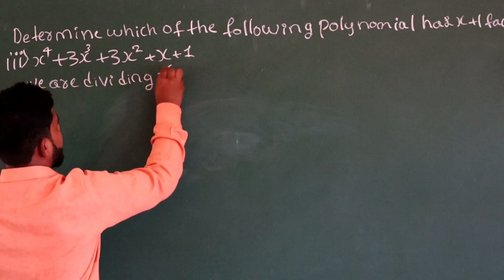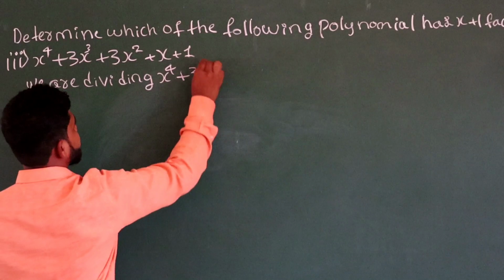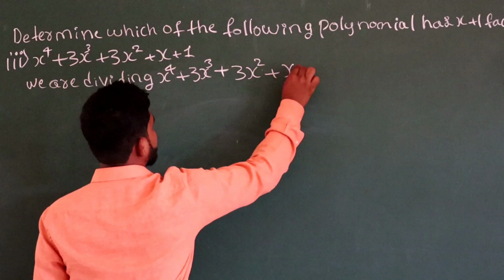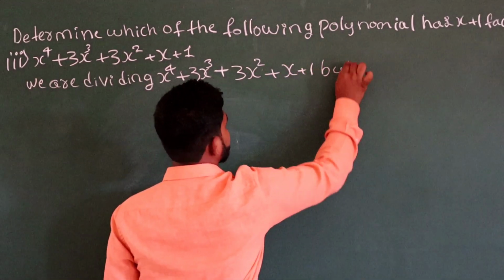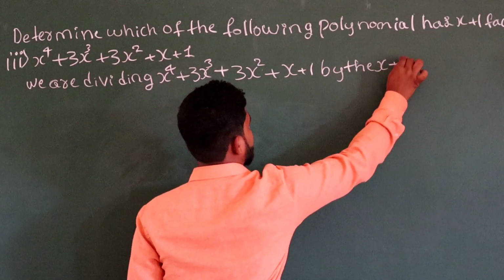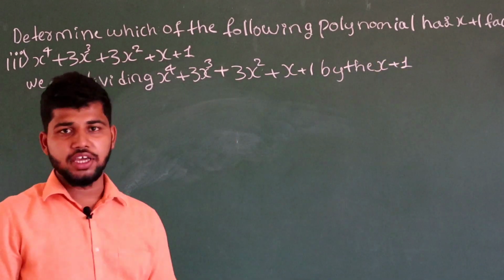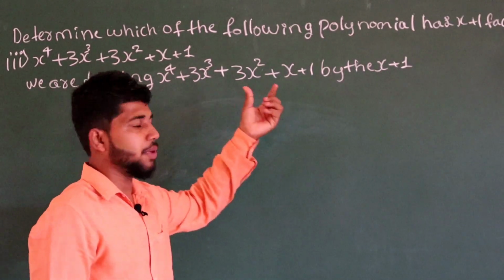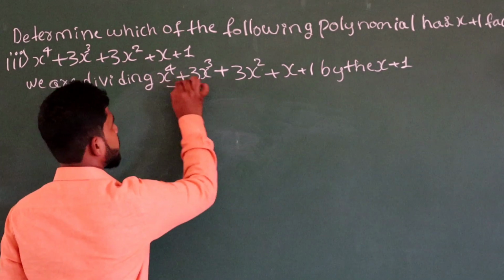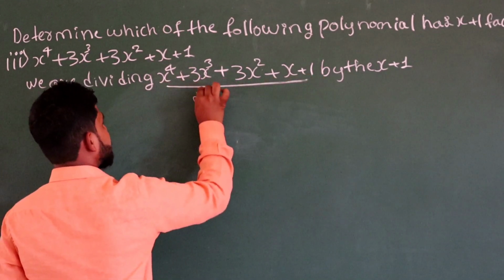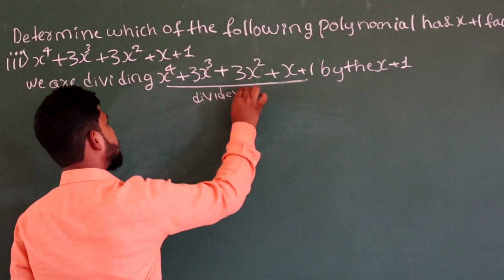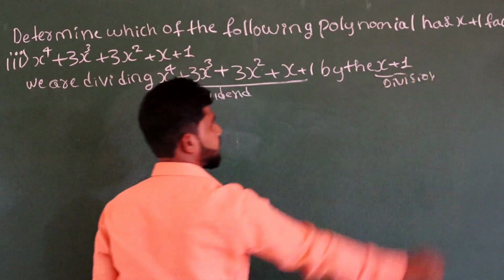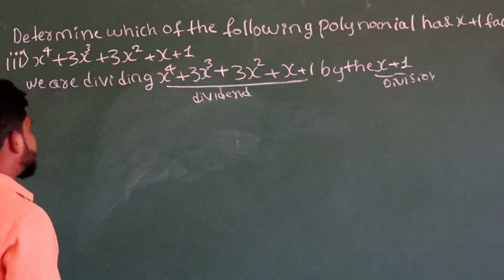We are dividing x raised to 4 plus 3x cube plus 3x squared plus x plus 1 by x plus 1. Here, this is called the dividend, and x plus 1 is the divisor.